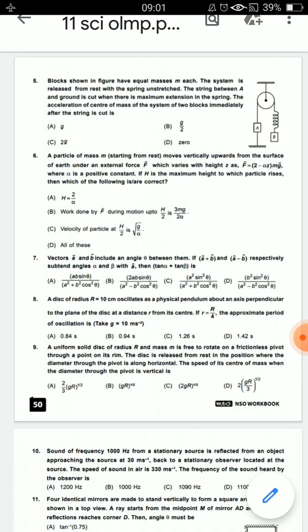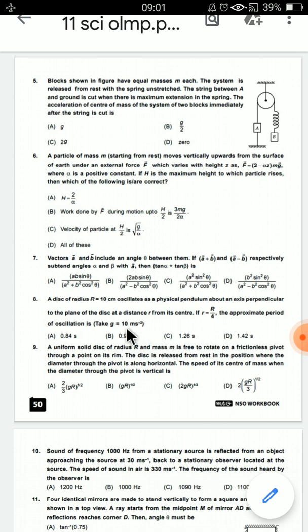If you add the first and second equations, we will get tan alpha plus tan beta equal to B sin theta by A plus B cos theta plus B sin theta by A minus B cos theta. Adding, we get option B: 2AB sin theta by A square minus B square cos square theta. As you know very well, A plus B times A minus B is equal to A square minus B square.